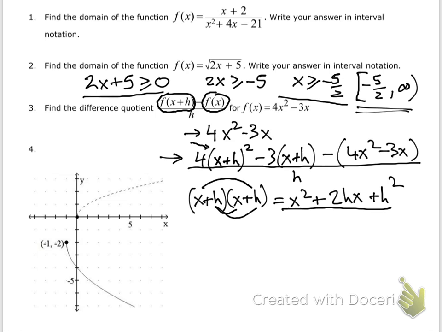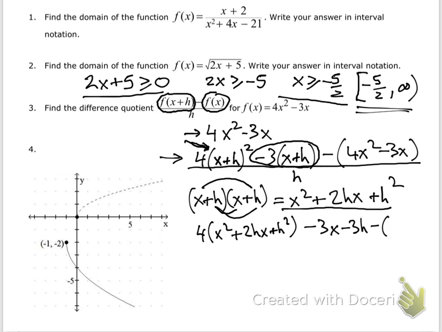Okay, so if I'm going to write this in place of this up here, I'm going to get 4 times x squared plus 2hx plus h squared, minus, now I may as well do the distributive law on this here, negative 3 in front of the x plus h. So this is negative 3x, negative 3h. I'm still subtracting the original function, 4x squared minus 3x.